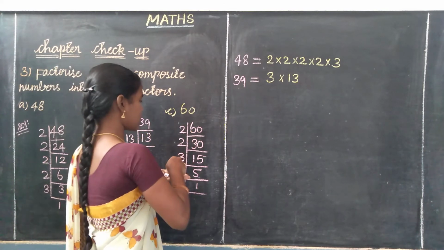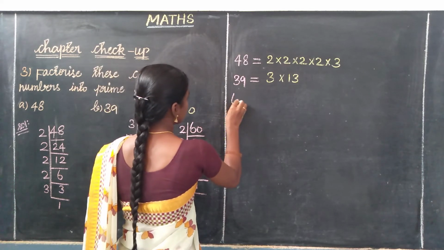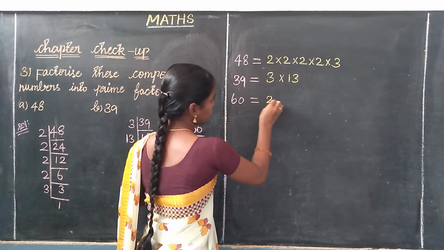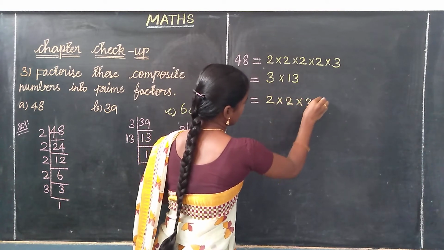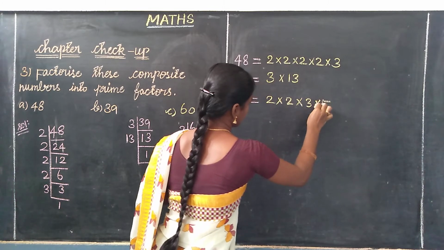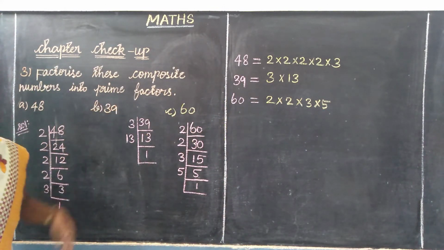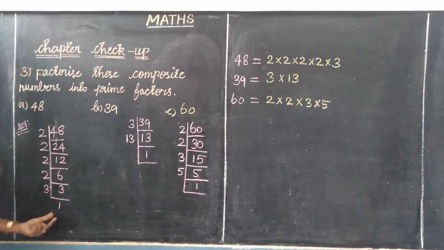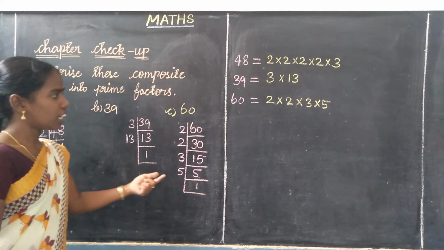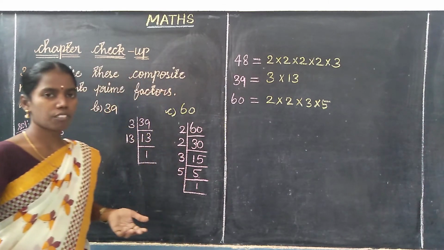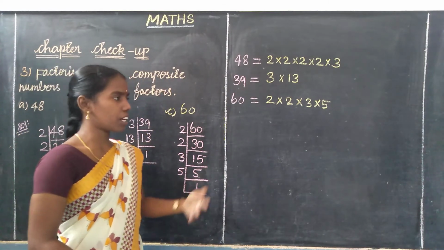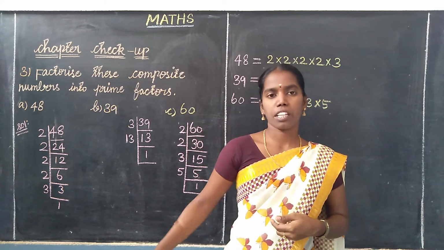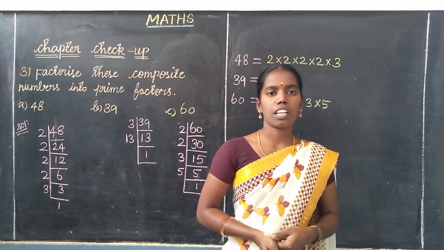And the factorized value of 60 is which number? 2 two times, 3 one time, and 5 one time. See the result, students. We only find out these prime factors. In these values, only prime factors are found. So for the numbers 48, 39 and 60, how many factors are in each number? This is the normal prime factorizing method I use to find how many factors are in the final problem. Thank you, students.